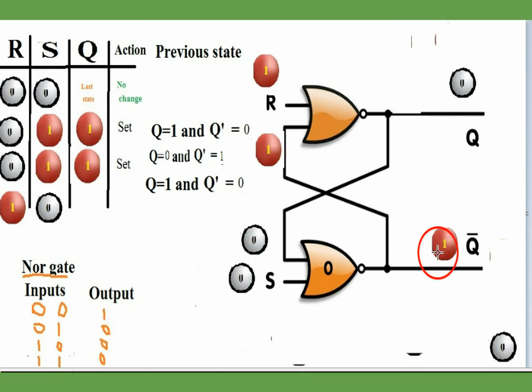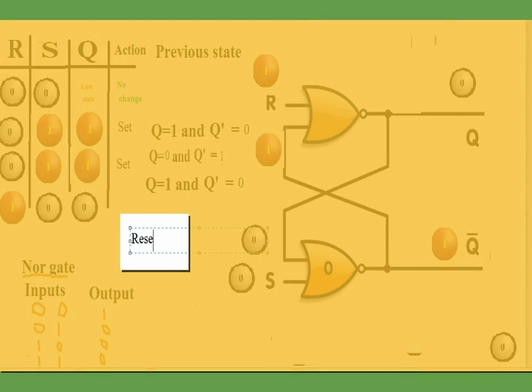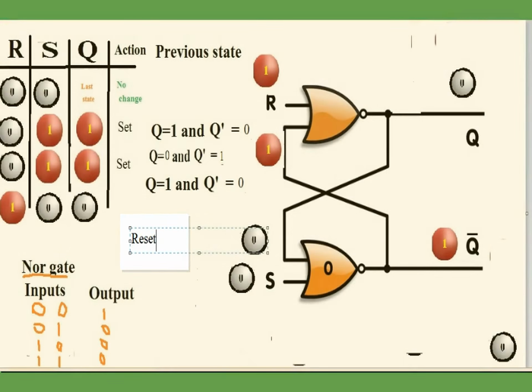If R is 1, it is 100% sure that whatever the previous state, Q will always be 0. If R is 1, Q will always be 0. That is called reset. Okay, that's no problem whatever the previous state was. So it is called reset because Q is 0 and Q complement is 1. That's called reset. Okay.